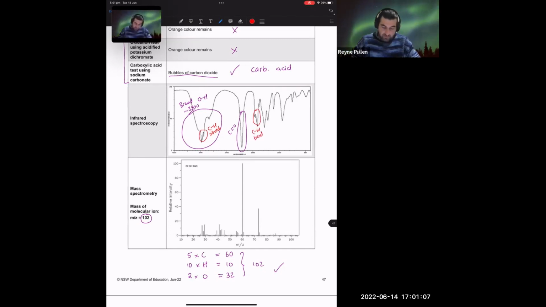bend peak as well. So really the IR here doesn't tell us heaps, but it does confirm what we were suspecting. It tells us that there is indeed a carboxylic acid through the combination of that OH, the broad OH peak, and the carbonyl peak.